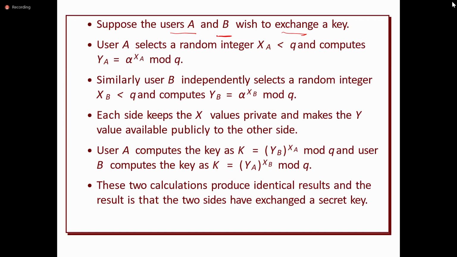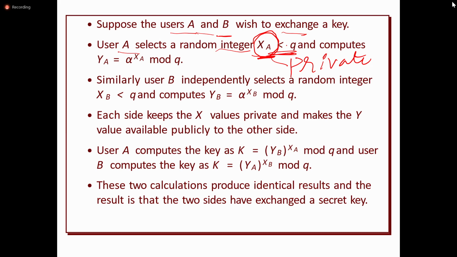So if A and B wish to exchange a key, what the sender A will do, after selecting the prime number and finding the primitive root, is select a random integer XA, which is the private key. XA is the private key of the sender, that is A. Always that private key is less than the prime number Q. So the sender will select a private key XA which is less than Q.